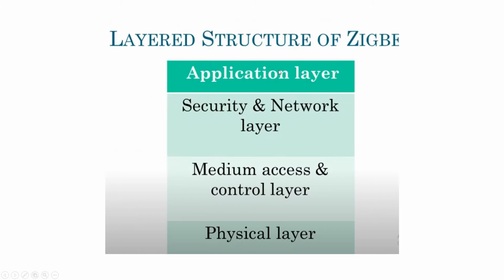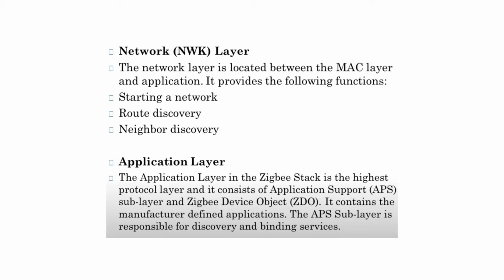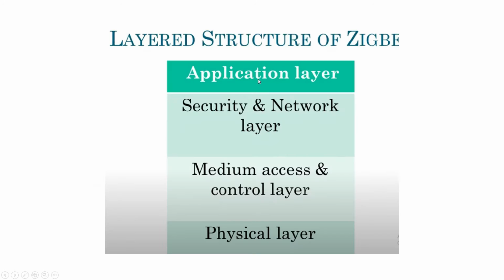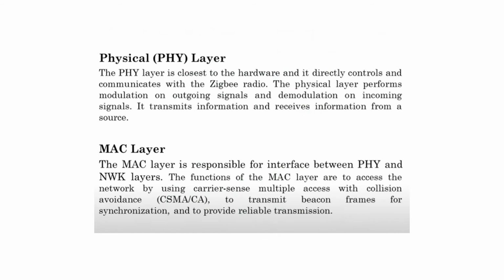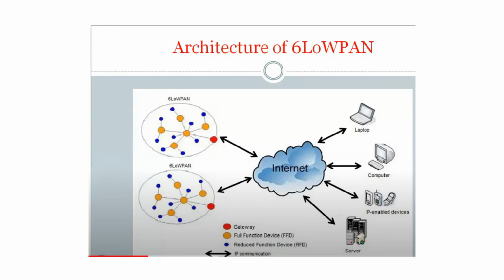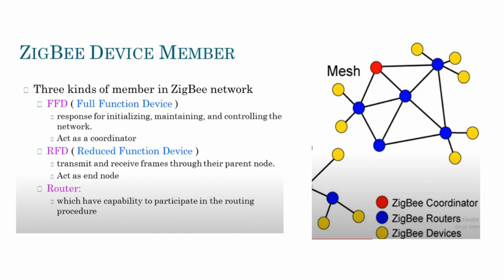Now let me resume from the top point where I left off. These are all the layers. The Zigbee protocol stack consists of a physical layer, medium access control layer, security and network layer, and application layer. In the OSI model, what is the function of the physical layer, the function of the data link layer, the function of the network layer? Along with that, you have to write about the security. What is the security architecture being incorporated here? That you need to explain.